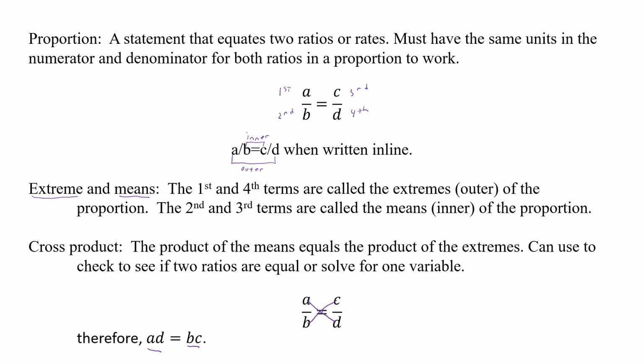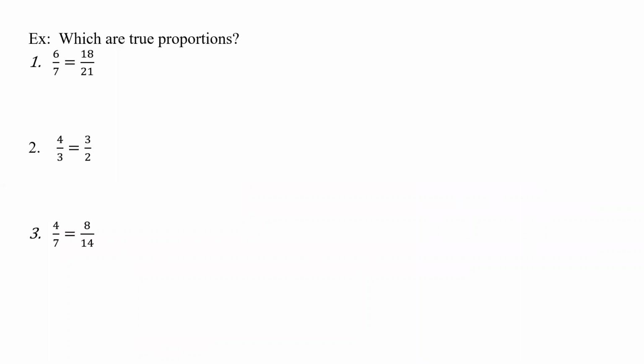The first ones we're going to look at are just to see if they are true proportions, and after that we're going to actually solve where they give us a variable in our proportion. Maybe they give us a number for A and B and C, but D is a variable and we have to solve for that. Or maybe A is the variable and we have to solve for it. That's how we're going to start using the cross product to help us solve proportions.